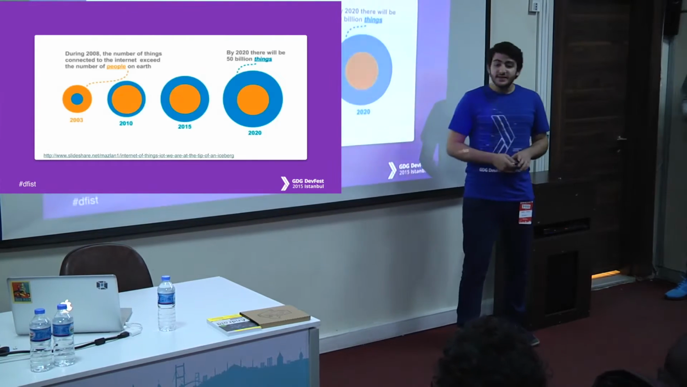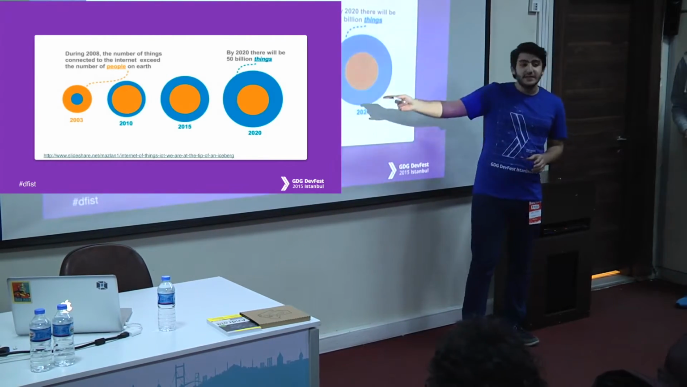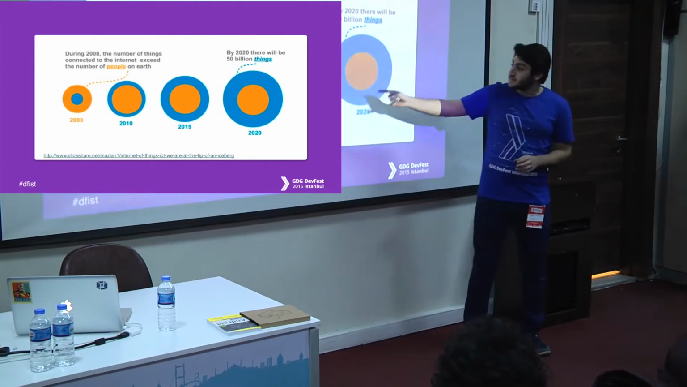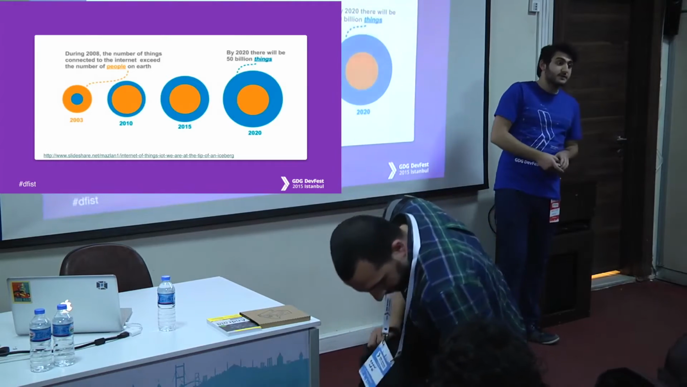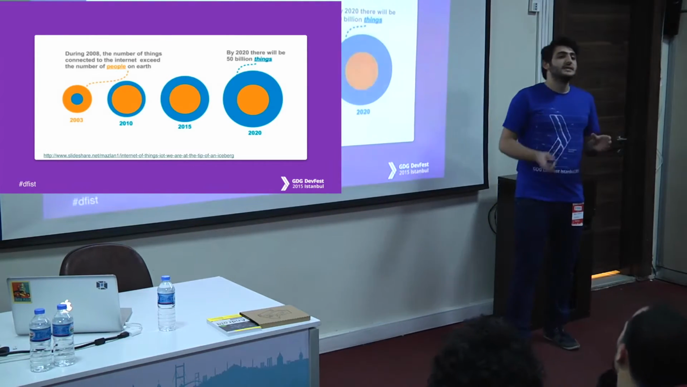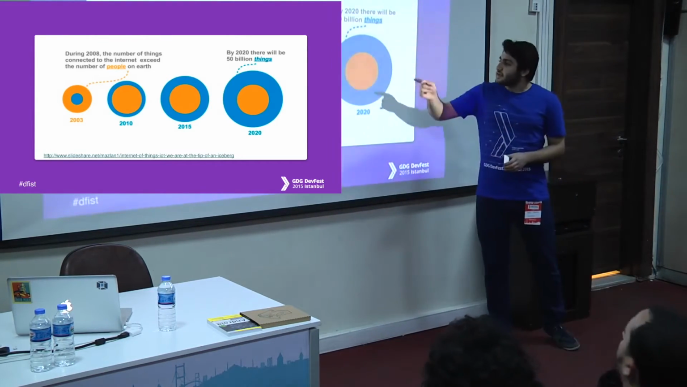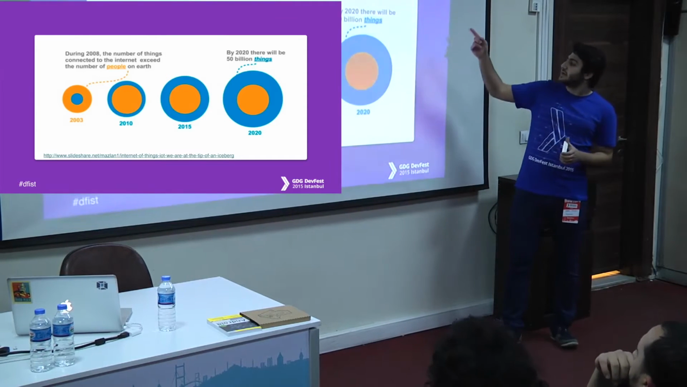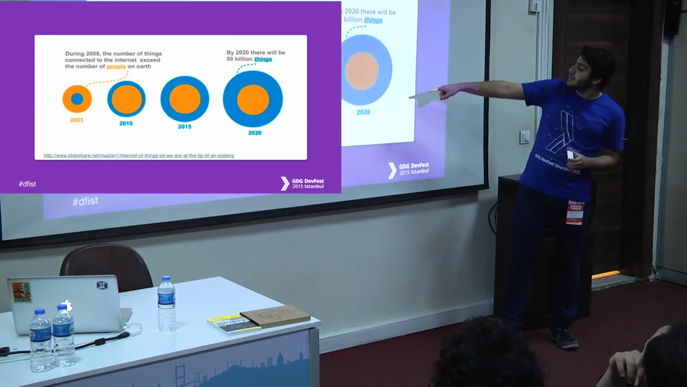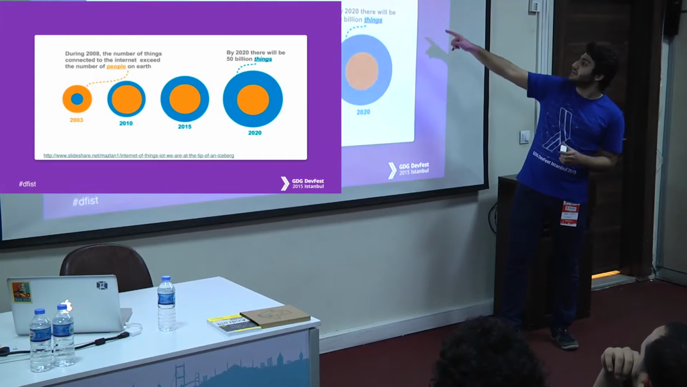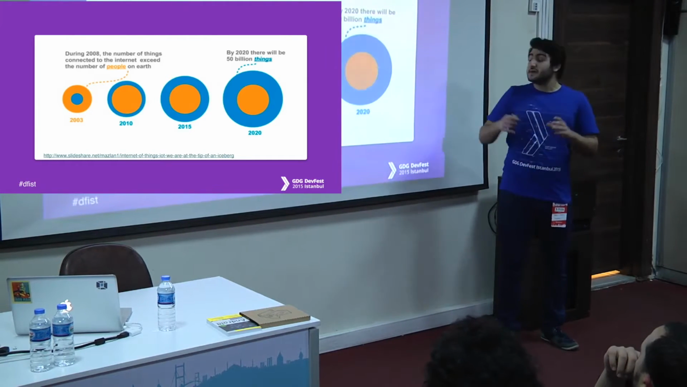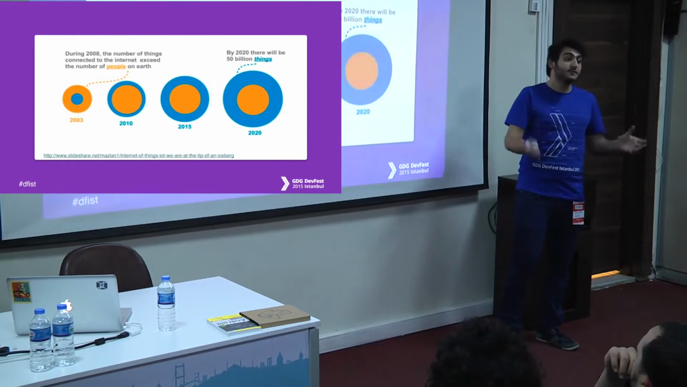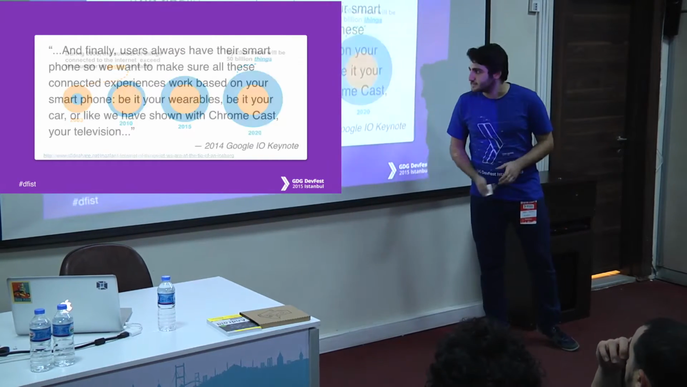So, this is the evolution of the Internet of Things. It starts from 2003, but actually Internet of Things started in 1982. Since 2003, they are expecting 50 billion Internet of Things devices in 2020. Also, 50 billion things which have internet connection.